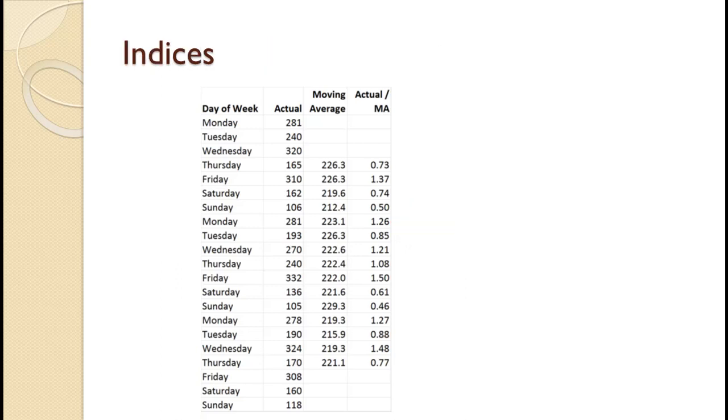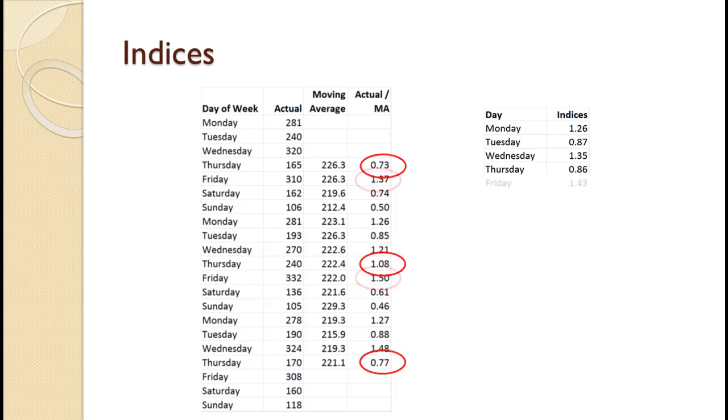Now that we have all the actuals divided by the moving averages, the next step is to compute the indices. We do that by averaging all the actuals divided by the moving averages for each period. For Monday, 1.26 and 1.27 average to 1.26. For Tuesday, 0.85 and 0.88 average to 0.87. For Wednesday, 1.21 and 1.48 average to 1.35. For Thursday, 0.73, 1.08, and 0.77 average to 0.86.